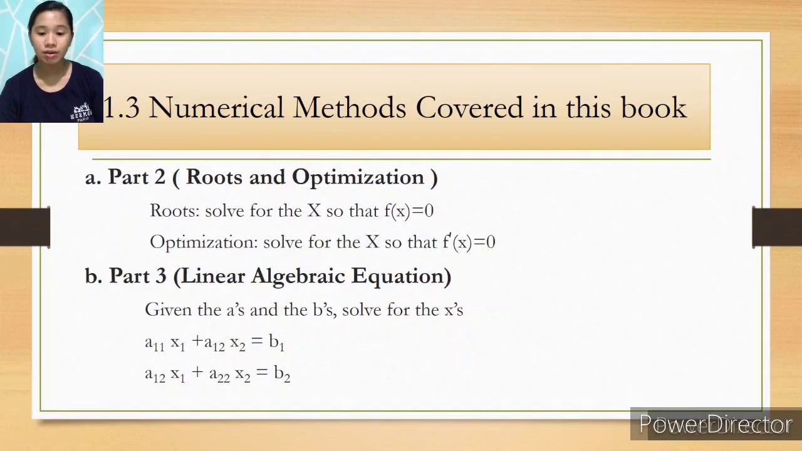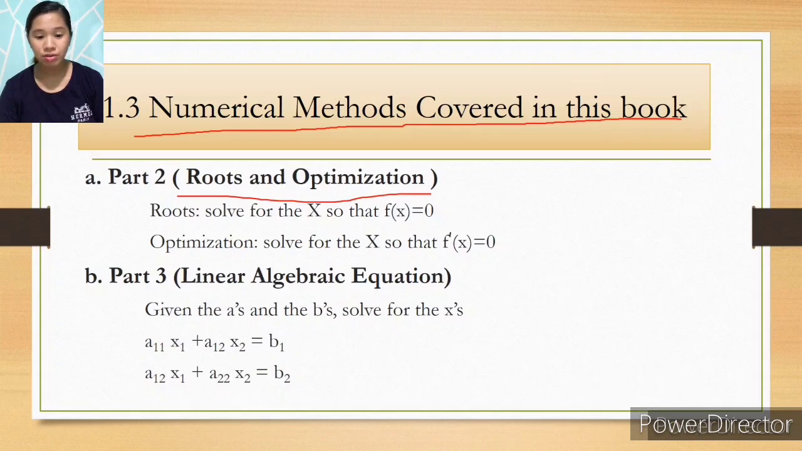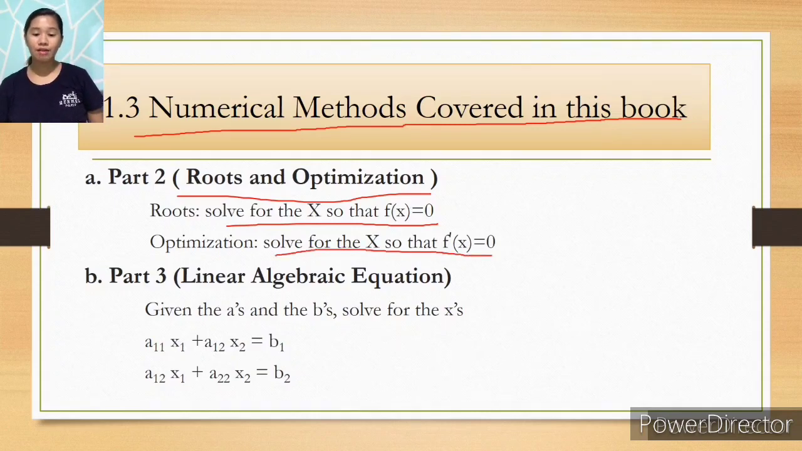Next, numerical methods covered in this book. Part 2 is roots and optimization, where roots means solving for x so that f of x equals 0, and optimization means solving for x so that f prime of x equals 0. Part 3 is linear algebraic equations: given the a's and the b's, solve for the x's.